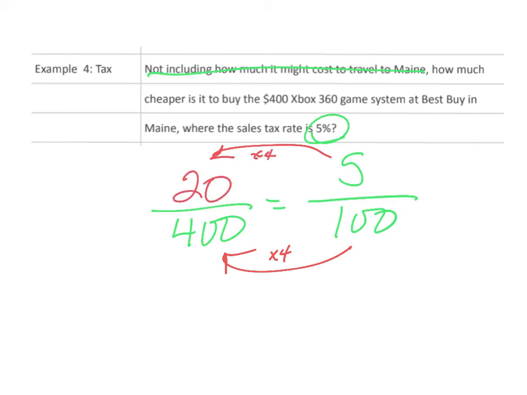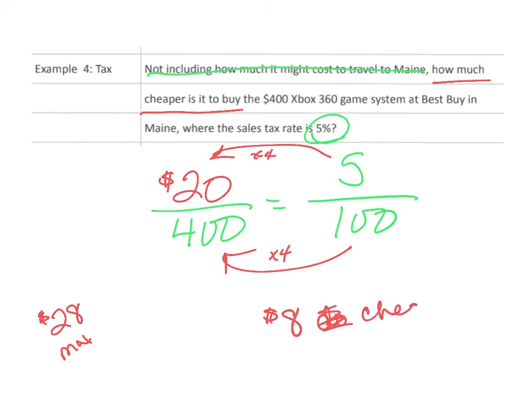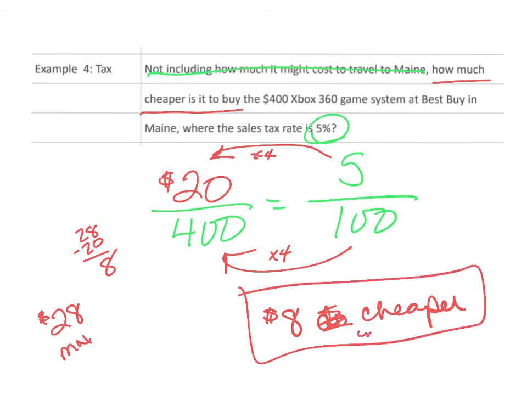Now, if you go back, it was $28 in Minnesota for the tax. Here, it's only $20. So the question is, how much cheaper is it to buy it in Maine? It would be $8 cheaper, because I did 28 minus 20. I got $8 cheaper in Maine. There we go.